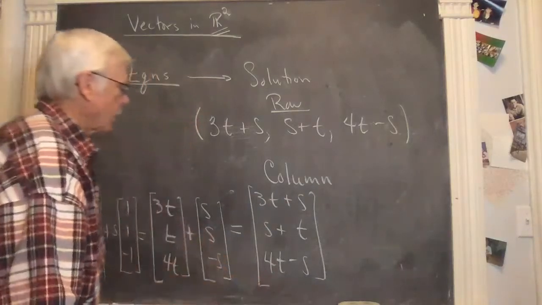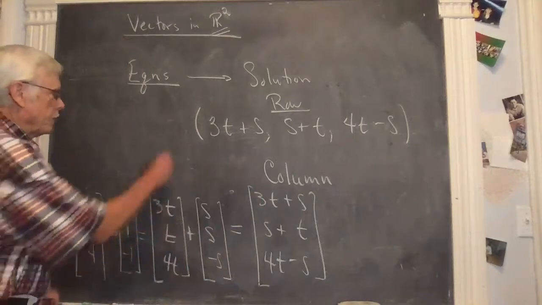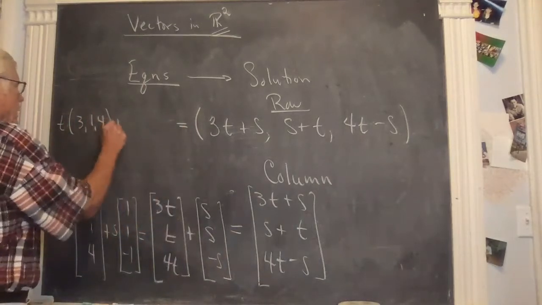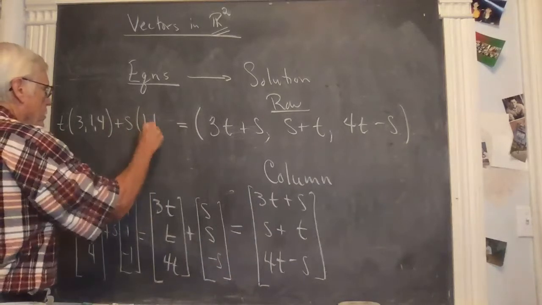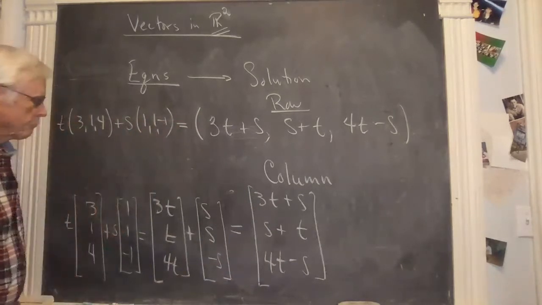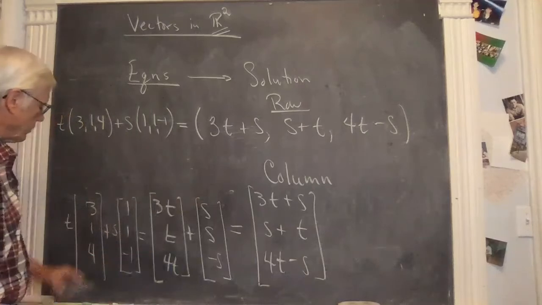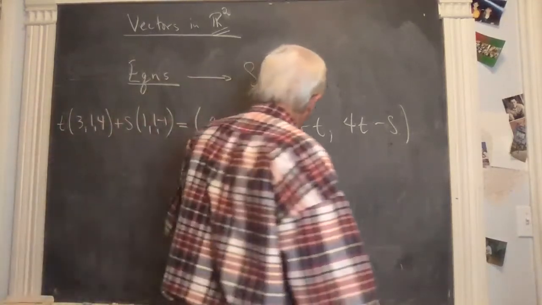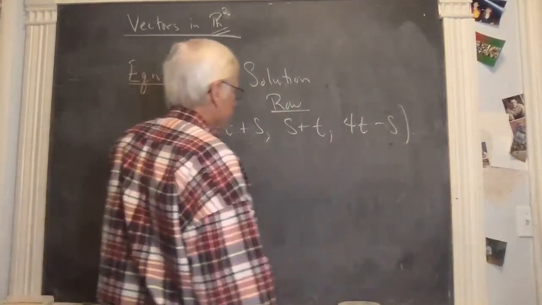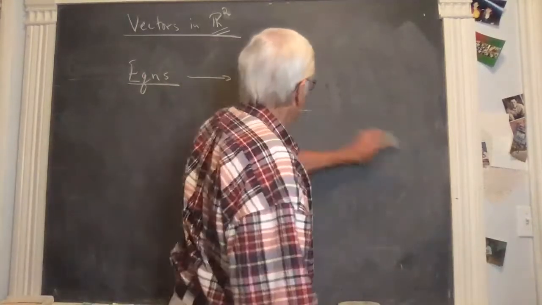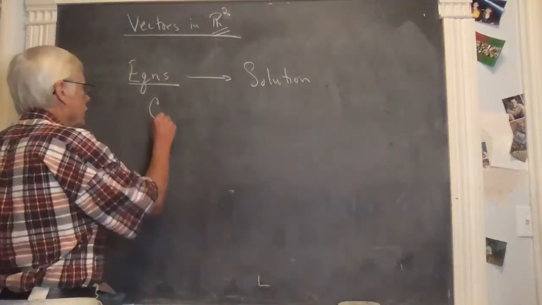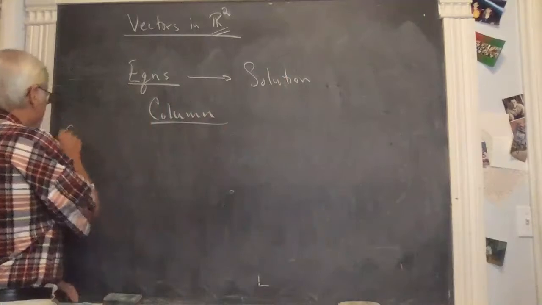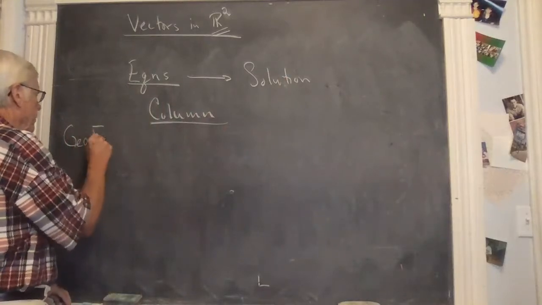And you can separate it out in row form as well in the same kind of way. This would be t times 3, 1, 4 plus s times 1, 1, minus 1. So we will be doing this separating out. Let's take one more look at things here. This time I'll begin writing things as a column. And we'll again get another solution. We'll again have it in geometric form.